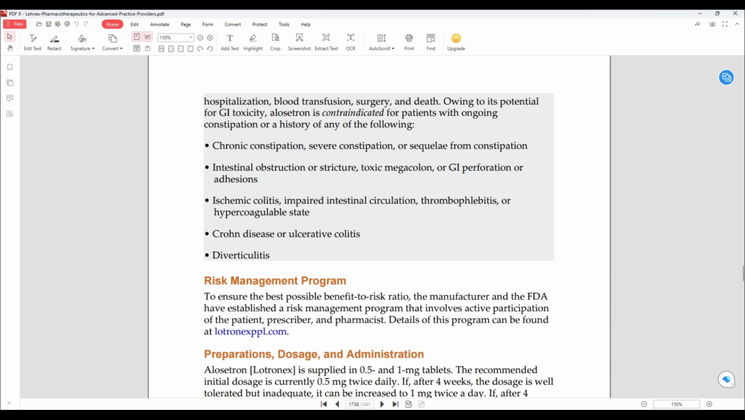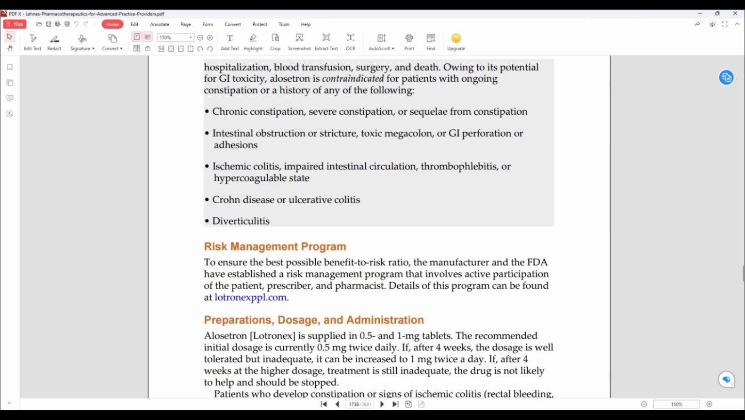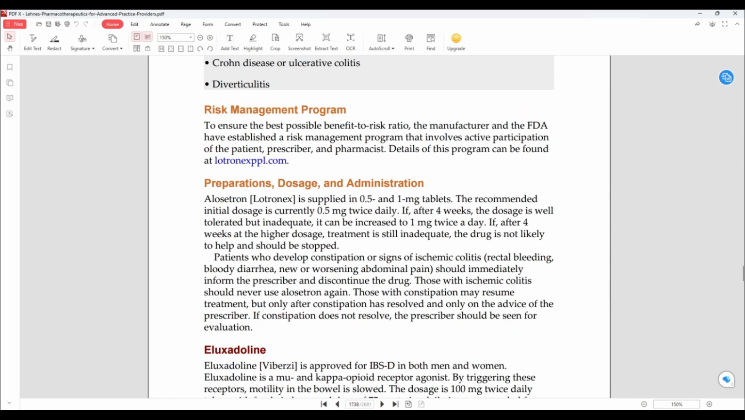Owing to its potential for GI toxicity, elazotran is contraindicated for patients with ongoing constipation or a history of any of the following: chronic constipation, severe constipation, or sequelae from constipation, intestinal obstruction or stricture, toxic megacolon, or GI perforation or adhesions, ischemic colitis, impaired intestinal circulation, thrombophlebitis, or hypercoagulable states, Crohn's disease or ulcerative colitis, and diverticulitis.